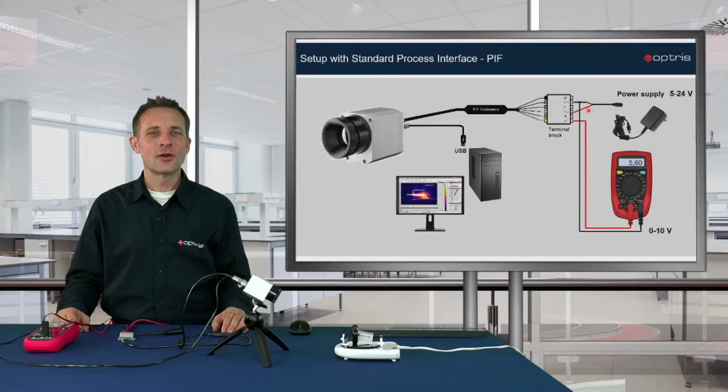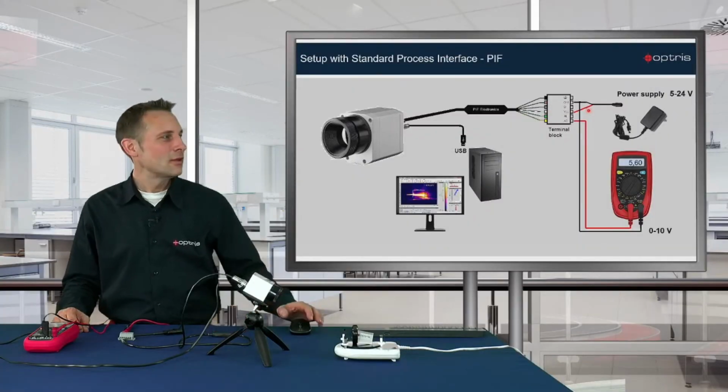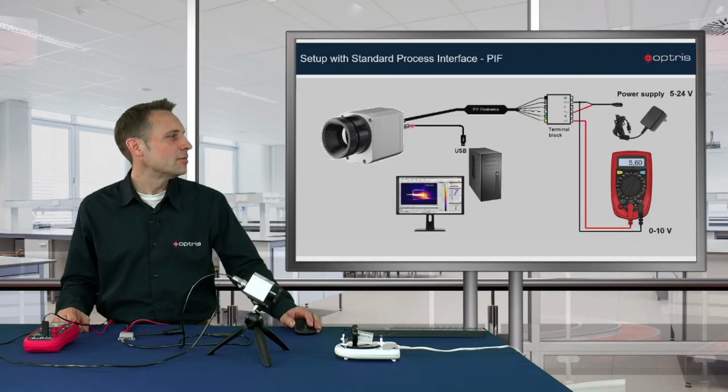Now let's have a look at our first test setup. I'm using the PI camera, and I connect the PI camera with the USB cable to the PC, and with a second interface at the PI camera I connect the standard process interface cable with the terminal block. I connect the terminal block with an external power supply, and I connect the terminal block with a multimeter, because I want to see the voltage signal.